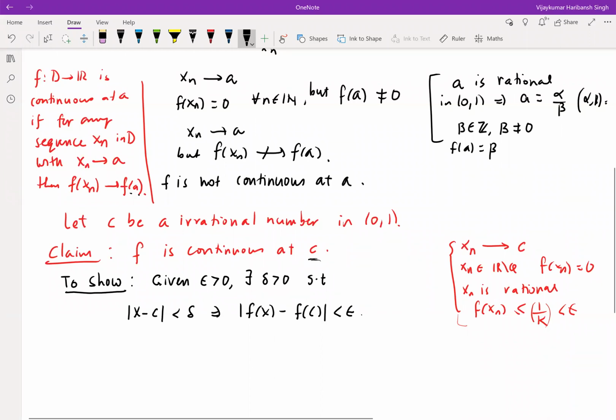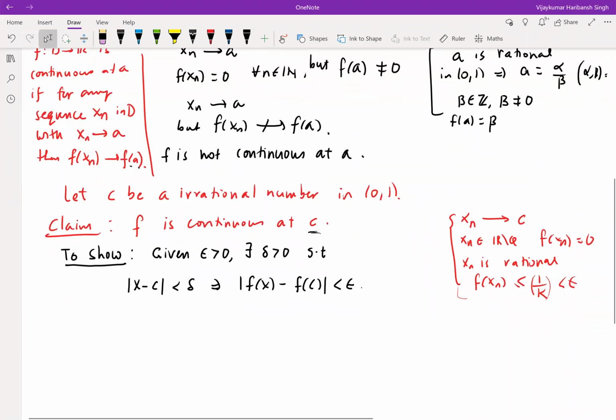Now f of c is 0, right? So I want to show that if mod of x minus c is less than delta, this implies f of x minus 0, because this is 0, is less than epsilon. And f of x is always positive, so we need to show that f of x is less than epsilon. Okay, so how do we go about it?